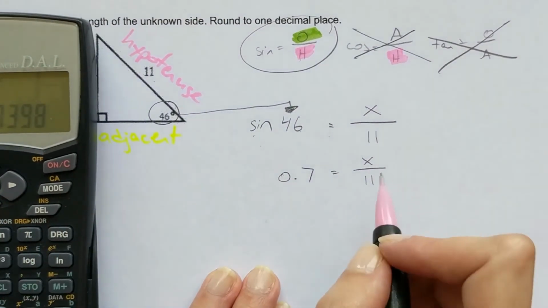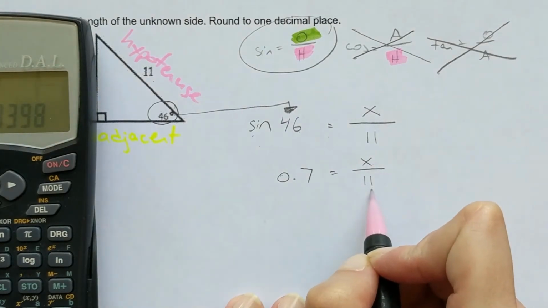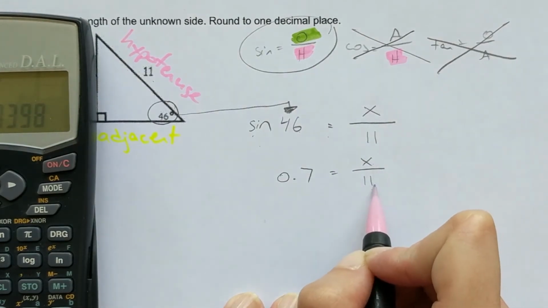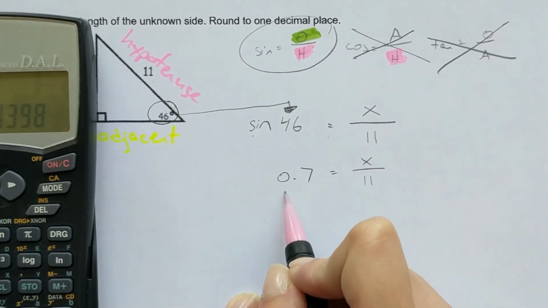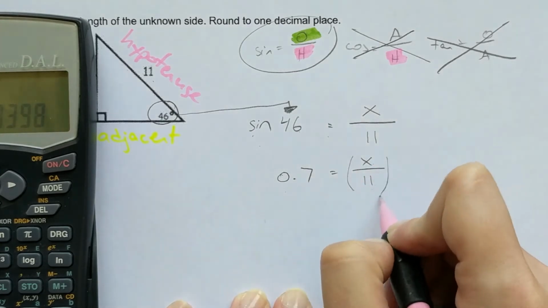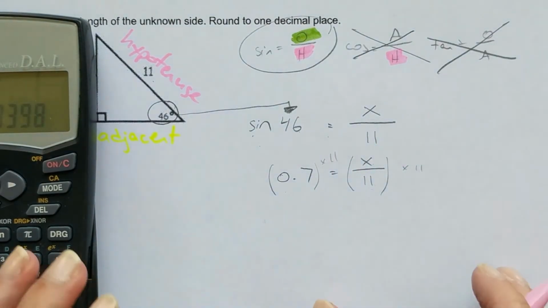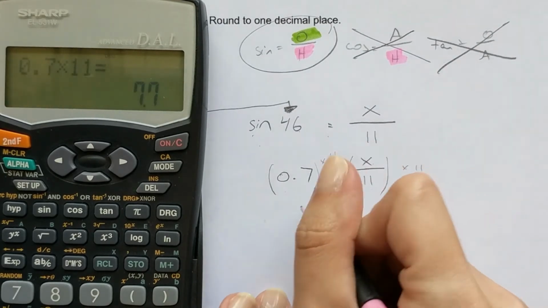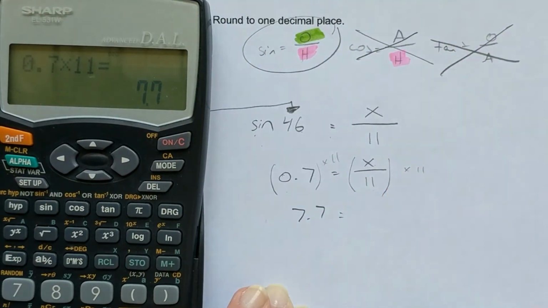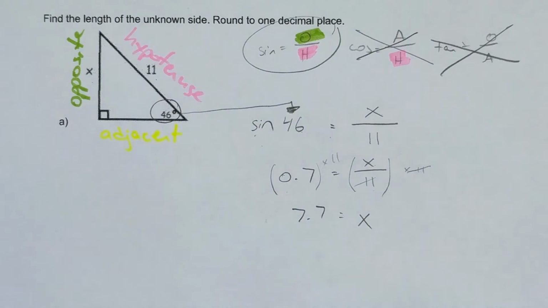Now we can use our opposite operations. We're trying to find x. This is x divided by 11, so we need to multiply this by 11 in order to get x on its own. If we multiply one side by 11, we have to multiply the other side by 11. So let's do that. Let's multiply both sides by 11. 0.7 times 11 is equal to 7.7. We already said these 11s would cancel out, and so my x is 7.7. That is my final side.